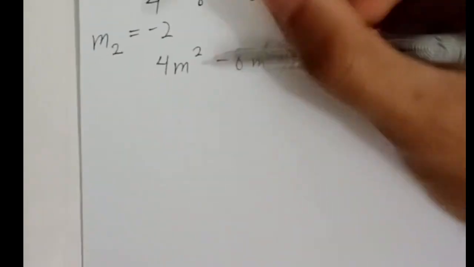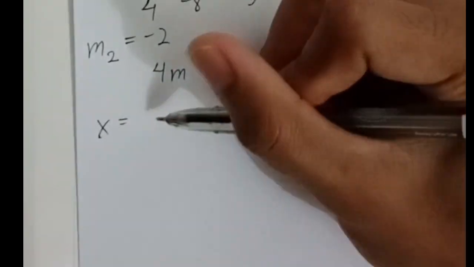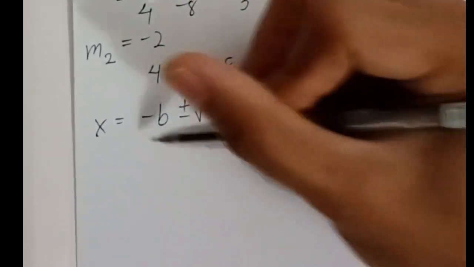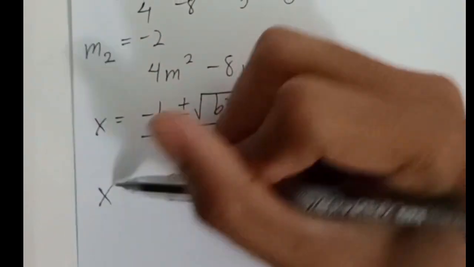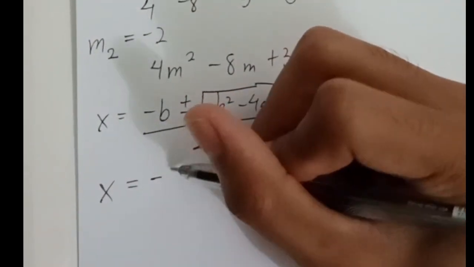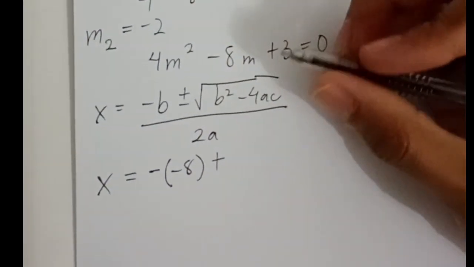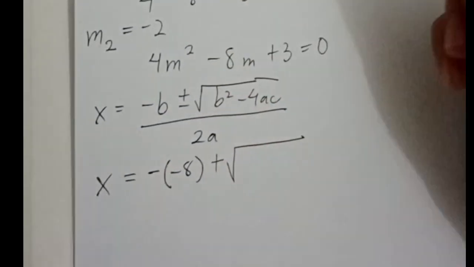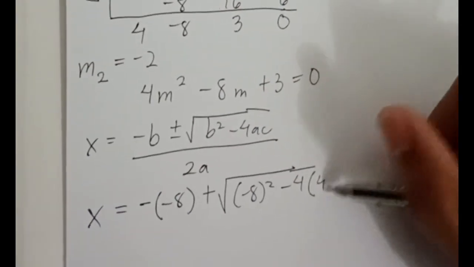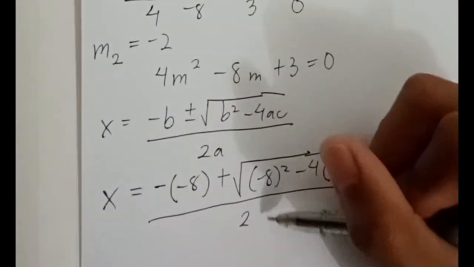So I will use the quadratic formula to find the roots of this quadratic equation. That will be x is equal to negative b, positive negative square root of b squared minus 4ac, over 2a. So plugging in the values, our b will be negative 8. So negative times negative 8. First we will get the positive root. So positive square root of b squared, that will be negative 8 squared minus 4, our a is 4 and our c is 3, all over 2, our a is 4.